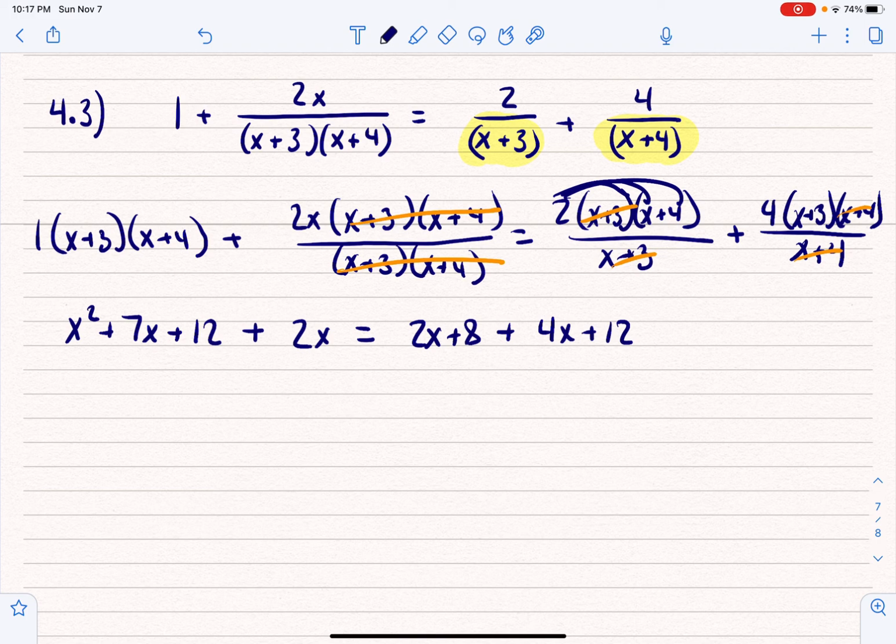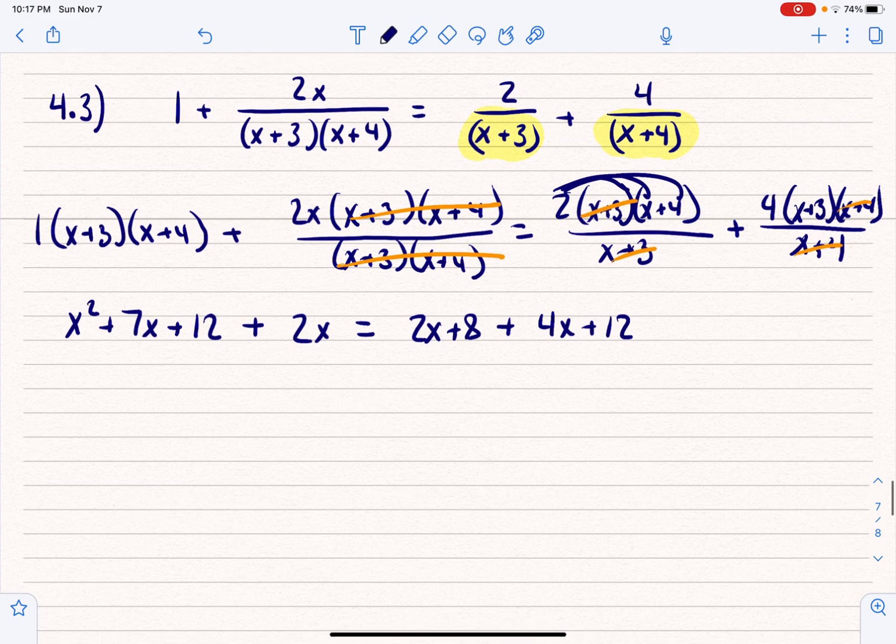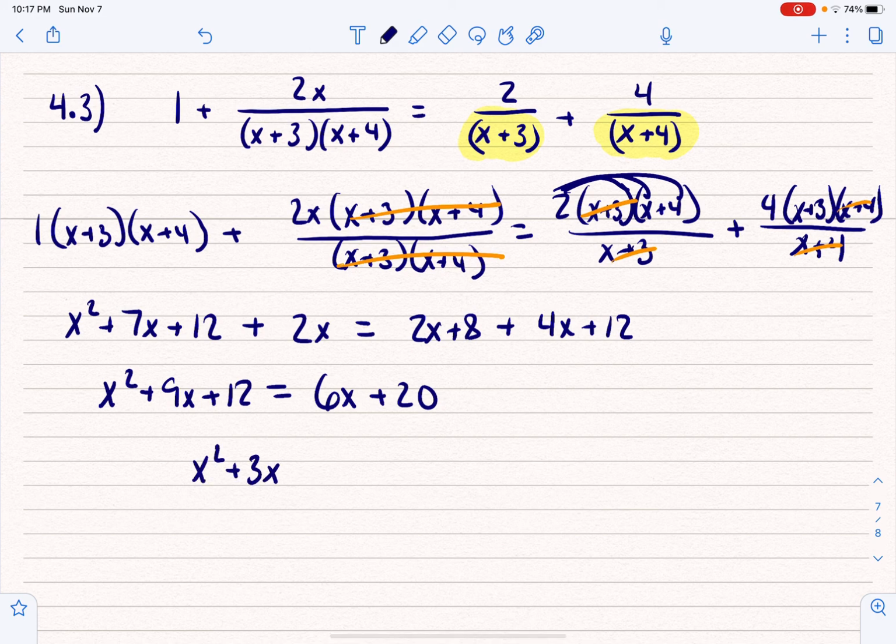All right. And because we got a quadratic, we're going to push everything to one side. And this is where it's going to be easy to make a mistake. So it might be easier to combine like terms on each side and then push everything over. This side would be x squared plus 9x plus 12 equals, and on this other side it would be just 6x plus 20. A lot easier maybe now. So subtract 6x from both sides, we'd have x squared plus 3x, subtract 20 from both sides, and we would have minus 8, right? Equals 0.